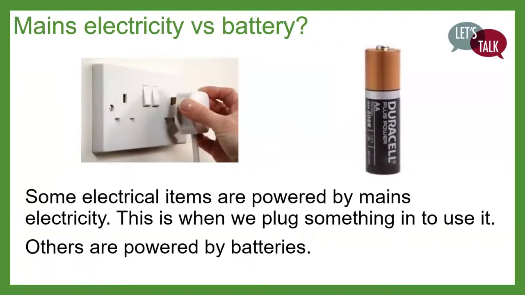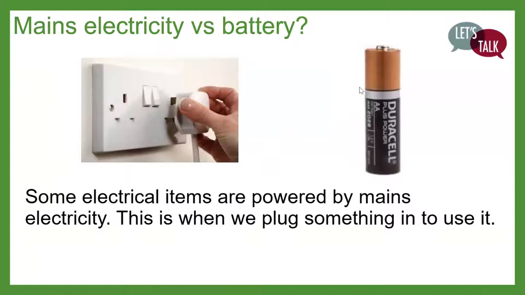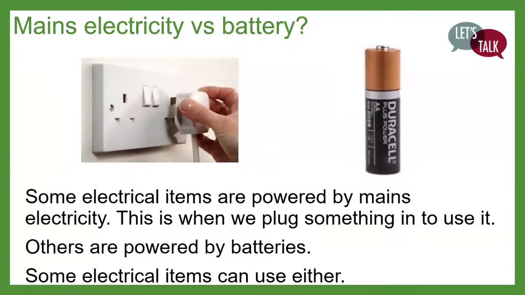Whereas some things are powered by batteries. So if we look back at our torch, inside this handle, there'd be some batteries providing that power for it to work. And some electrical items can use both.